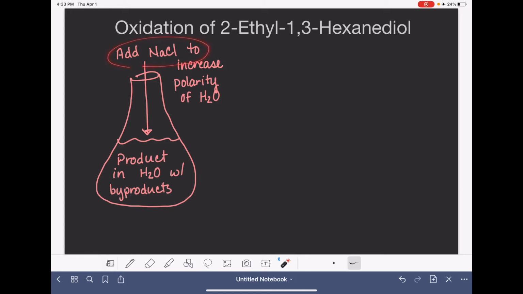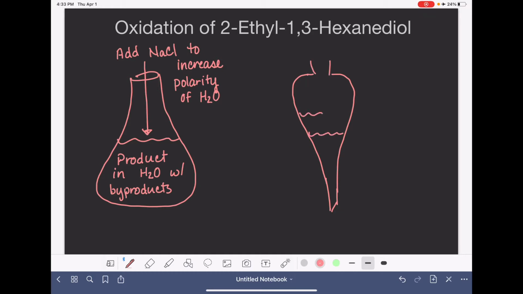After I've added the NaCl, I'm going to transfer this whole entire flask into a separatory funnel. So it's all going to go into the separatory funnel, and then I'm going to add a little bit of the ether that I'm going to use to do the extraction. So the ether, which is lighter, is going to sit on top of the water. I'm going to shake everything up. The product is going to move up into the ether layer, and all of the byproducts are going to stay down in the water.